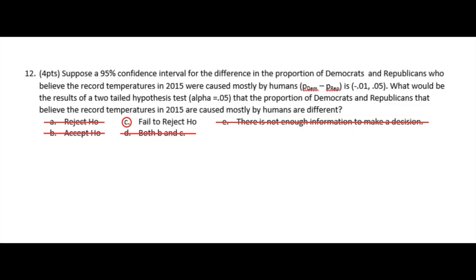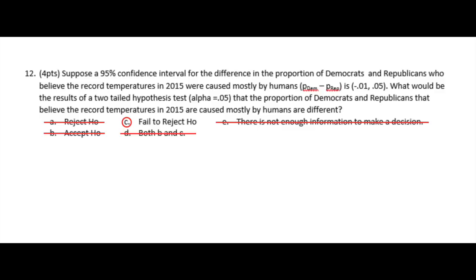So since it is evident that 0 is in our interval, we can make the conclusion of failing to reject H0, also known as there is not sufficient evidence to support the claim that there is a difference in proportions of Democrats and Republicans who believe the record temperatures in 2015 were caused mostly by humans.